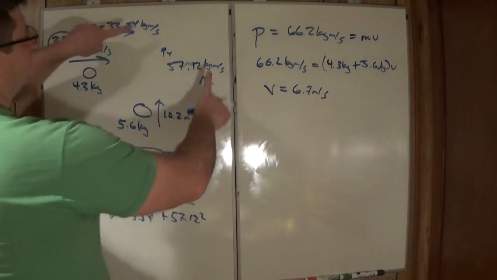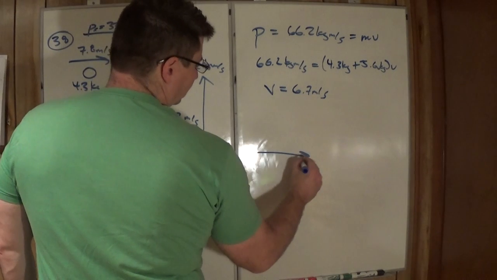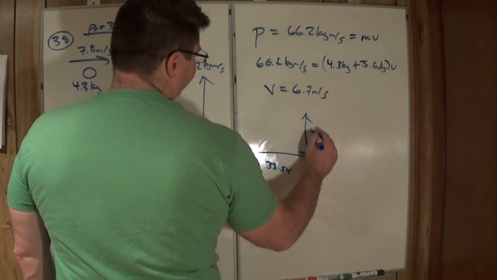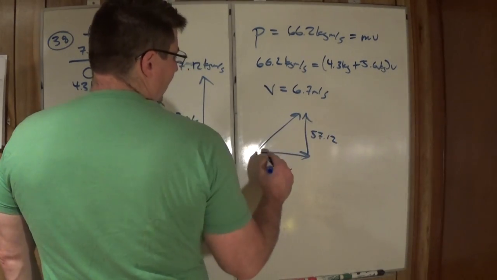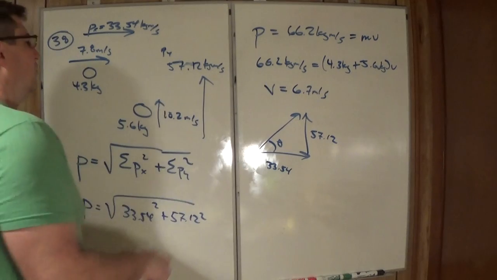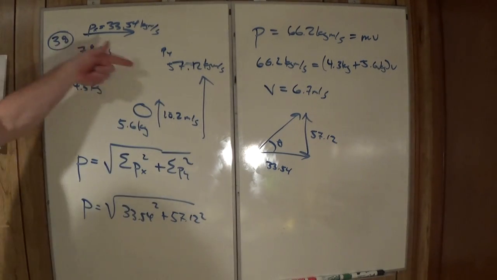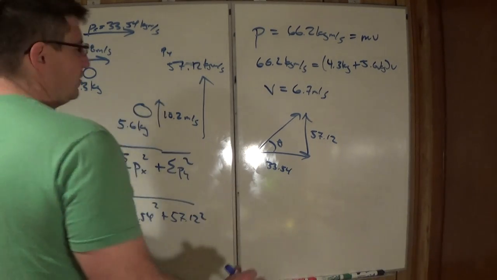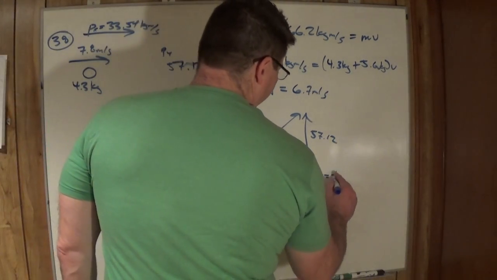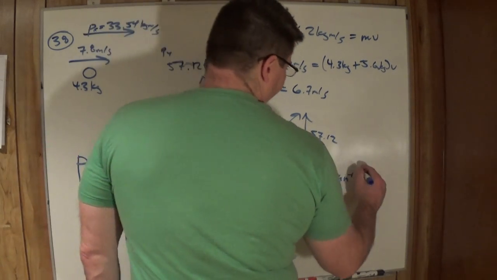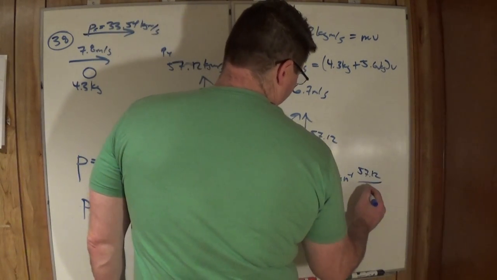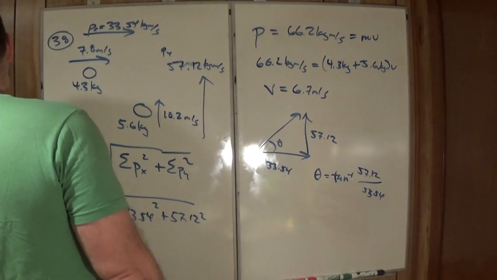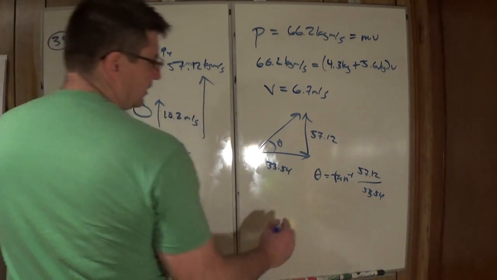Well, these two momentums form a right triangle, 33.54, 57.12, and if I want to know the angle of travel relative to the initial direction of travel of the first eagle, I just use my inverse tangent function. So theta is the inverse tangent of 57.12 over 33.54, and that's about 60 degrees.